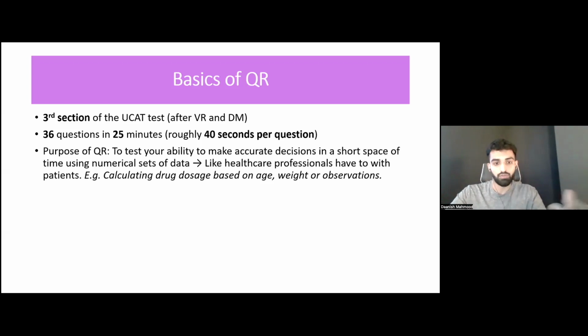For example, you may have a patient and you have to make a decision very quickly based on their observations, and you might have to do a quick calculation, and it literally is like time is money. You need to do things very, very quickly. So it's testing your ability in a stressful situation like that.